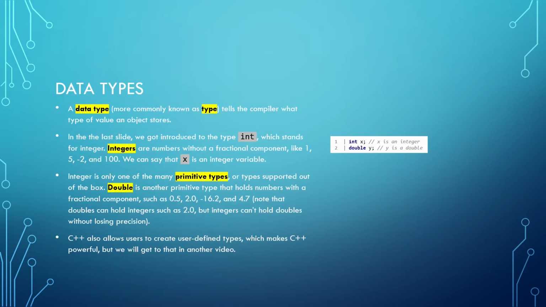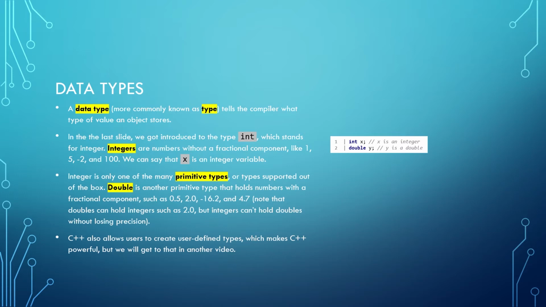A data type, or more commonly known as type, tells the compiler what type of value an object stores. In the last slide, we got introduced to the type int, which stands for integer. Integers are numbers without a fractional component like 1, 5, -2, and 100. We can say that x is an integer variable because it stores integers. Over here, x stores an integer because it's of type int. And integer is only one of the many primitive types, or types supported out of the box.